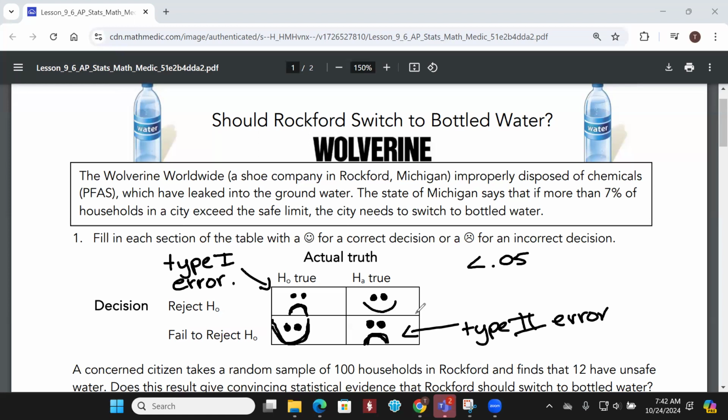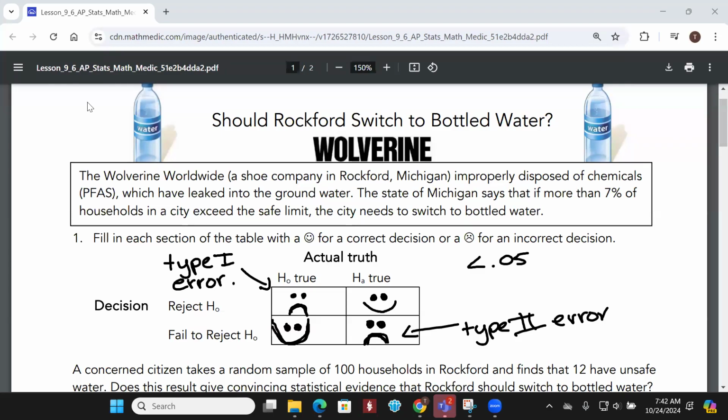Okay, I'm going to show you in just a second. Type 2 is that the alternative is true and we fail to reject the null. That means the alternative hypothesis is true, but we don't find convincing evidence for the alternative hypothesis. I know that's a lot. Okay, let's go through it.